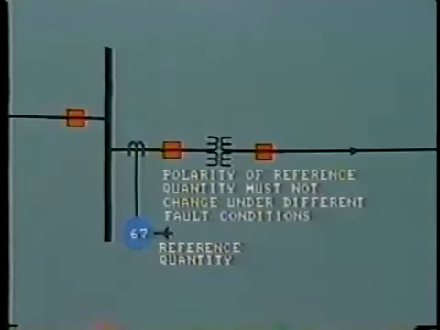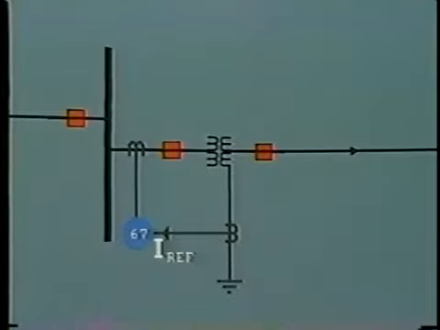The important point is that the polarity of the reference quantity, be it voltage or current, must not change even under different fault conditions. For example, if current is used as the polarizing quantity, it can be obtained from a CT located in the grounded neutral of a Y-connected transformer. In this simple arrangement, the directional element receives reference voltage from the VT on the bus. Current is measured by the CT in the protected line.